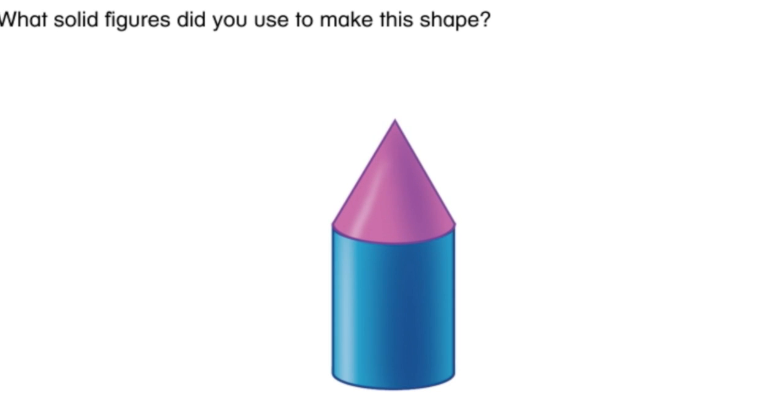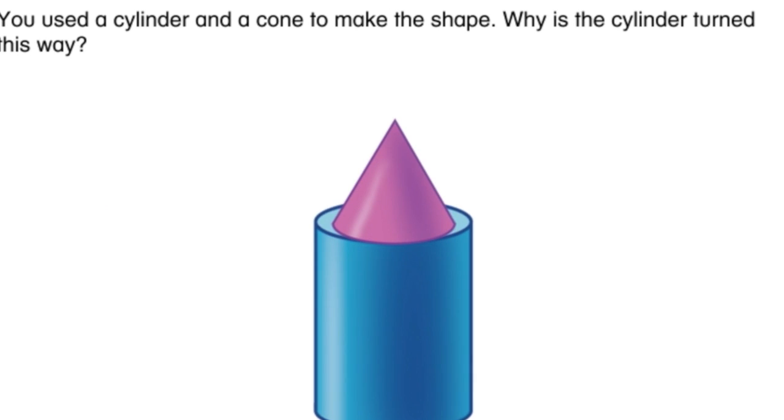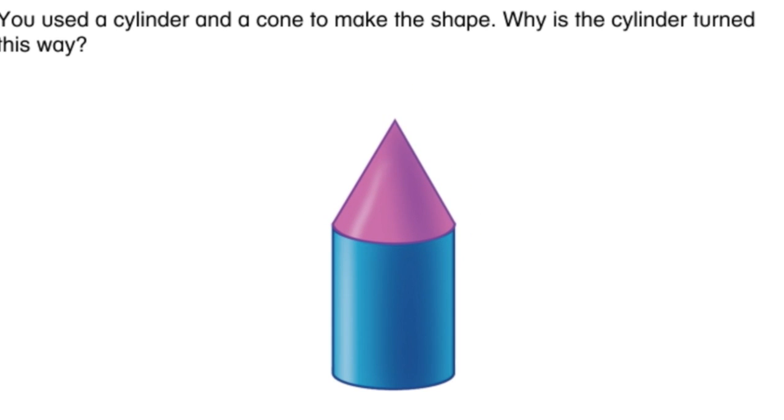What solid figures did you use to make this shape? What is this one? It's a cylinder. What about the one on top? It's a cone. You used a cylinder and a cone to make the shape.